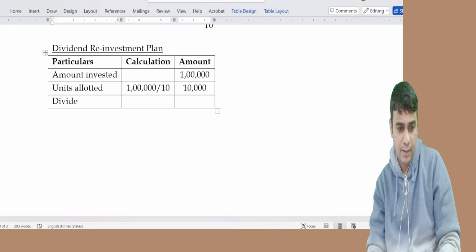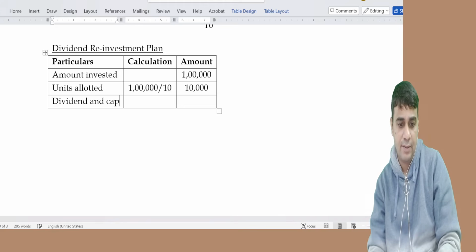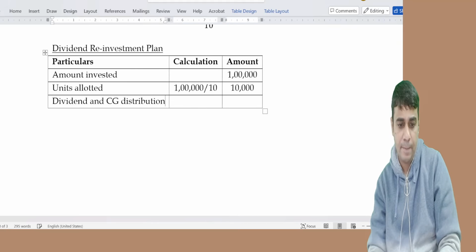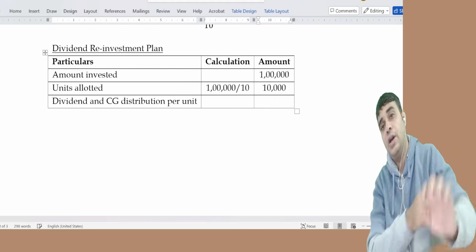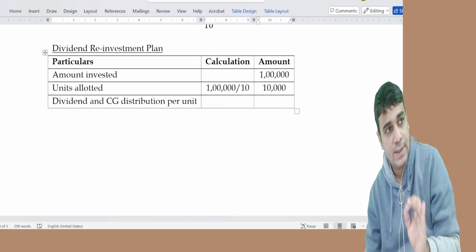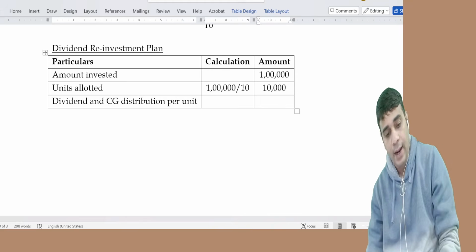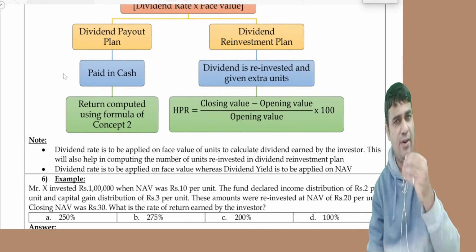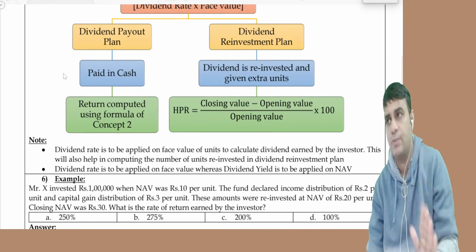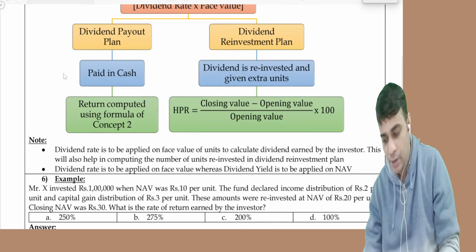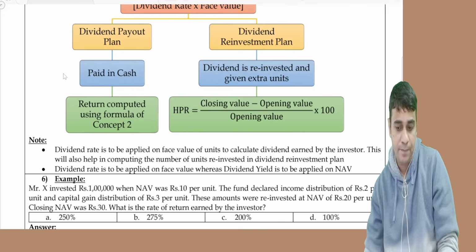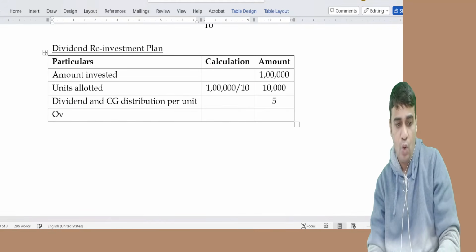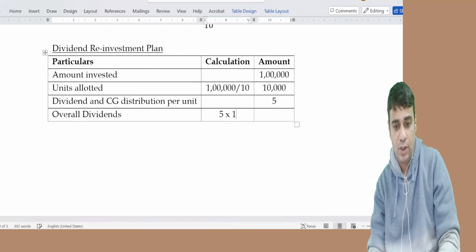Dividend and CG distribution per unit. Unit is like shares here. And there's no difference between dividend and CG. We'll just club it together. I don't even like the word CG, but I can't help it. Questions will come with the word capital gain distribution. How much is the dividend and capital gain distribution? 5. Overall dividends 5 into 10,000.